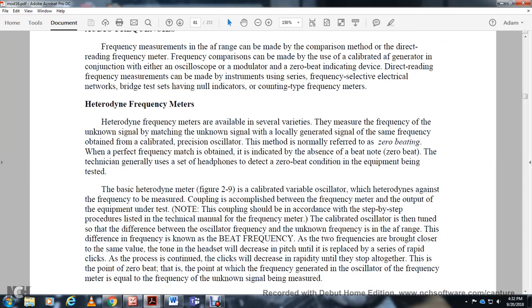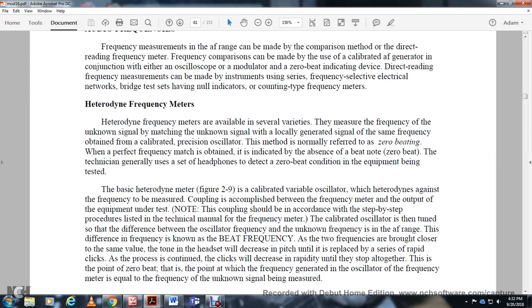The heterodyne frequency meter. Heterodyne frequency meters are available in several varieties to measure an unknown frequency. The unknown signal is matched with a locally generated signal of the same frequency obtained from a calibrated precision oscillator. The method normally used is zero beating, the perfect frequency match being indicated by the absence of a beat note, the zero beat. The technician in general uses a set of headphones to detect the zero beat condition of the equipment being tested.